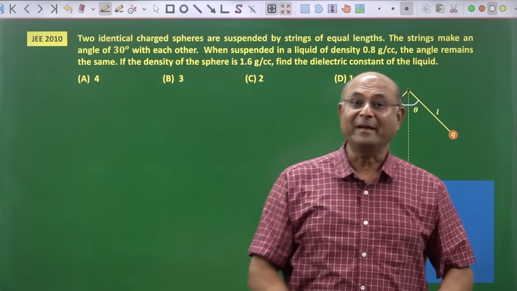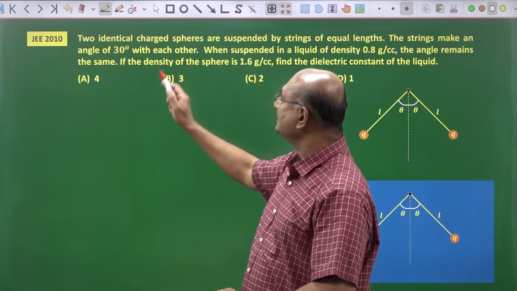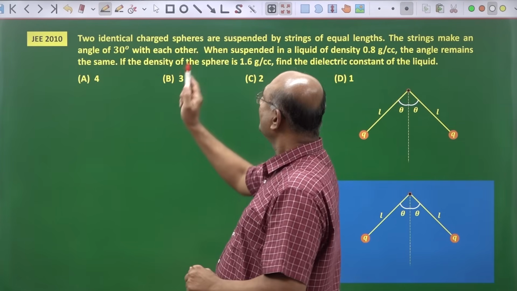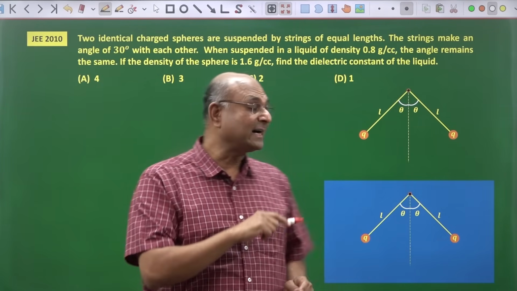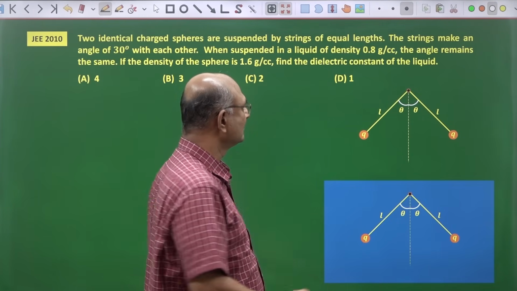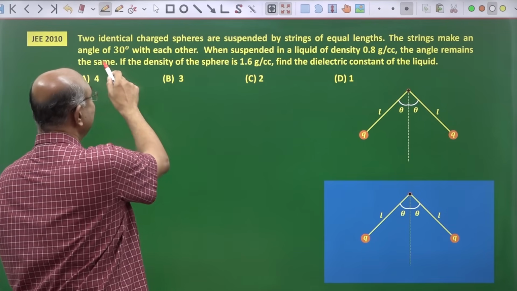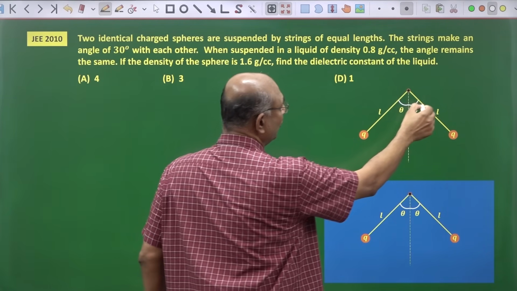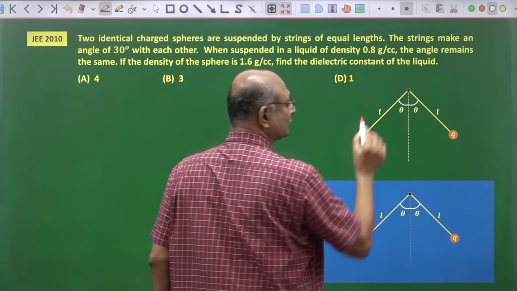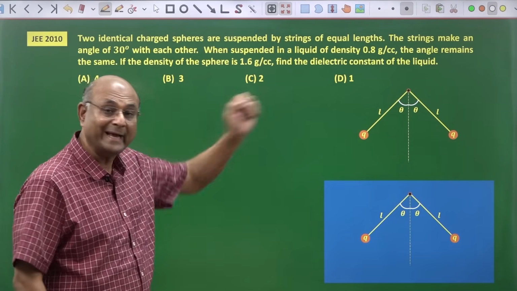Here is an interesting variation of the charged bob question that appeared in the JEE in 2010. Two identical charged spheres are suspended by strings of equal lengths, like this. The strings make an angle of 30 degrees with each other. So this whole angle is 30 degrees. So 2 theta will be 30 degrees, theta will be 15 degrees. Now that is in air.